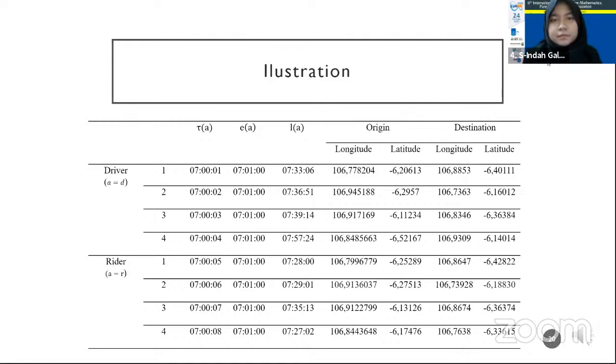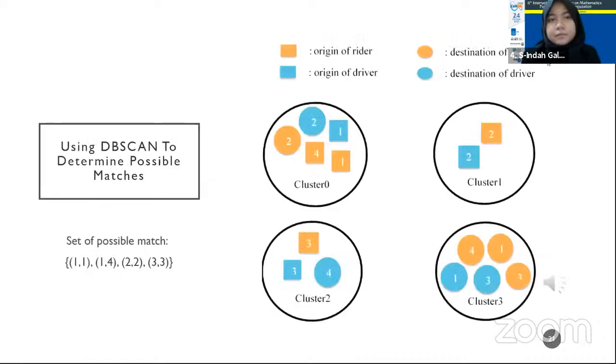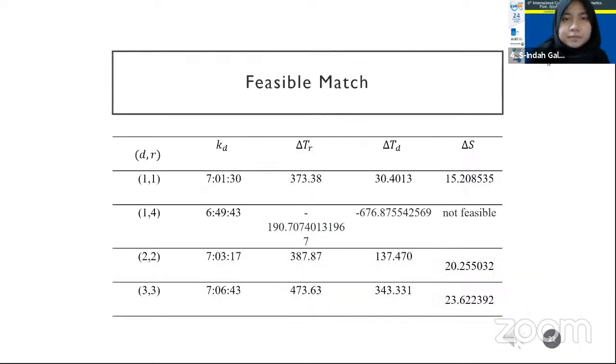The next is illustration. The data used in this paper consists of latitude and longitude of both origin and destination from each participant, latest arrival, time announcement, and earliest departure. The next step is to cluster latitude and longitude of both origin and destination from each participant. We got 4 clusters with noise, that is the origin of driver 4, which means driver 4 will not match with any riders. By the possible match algorithm, we obtain the set of possible matches: driver 1 with rider 1, driver 1 with rider 4, driver 2 with rider 2, driver 3 with rider 3.